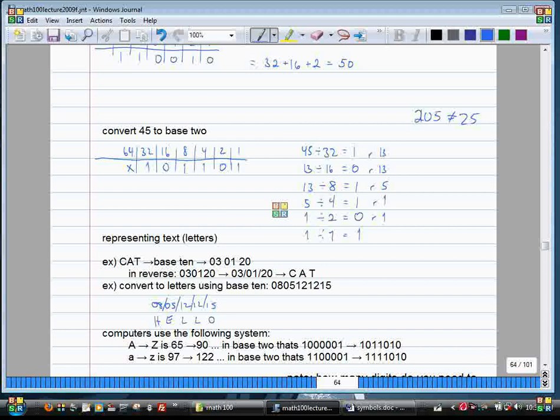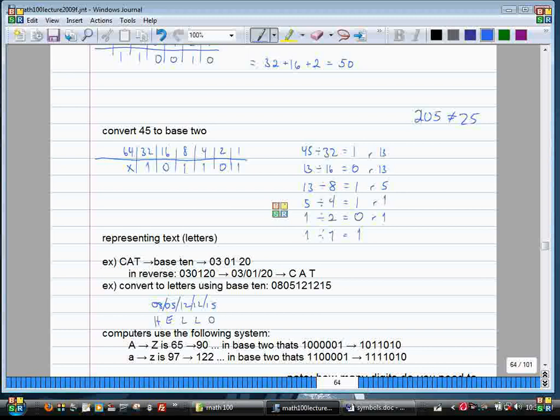Okay. So, first of all, note this. Using this coding system, how many digits do you need to represent a letter? For computers, in base 2, how many digits are we using? 7. In base 2, 1000001. How many digits? 7 digits.